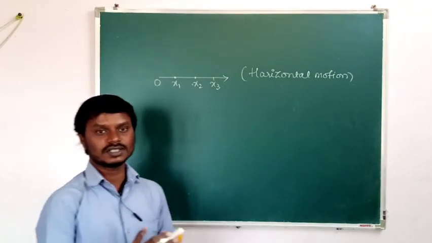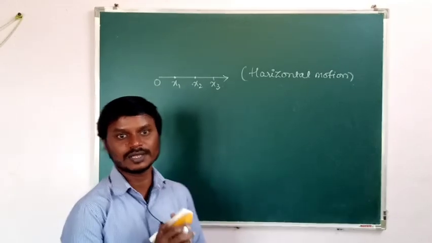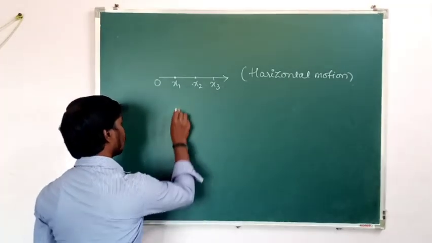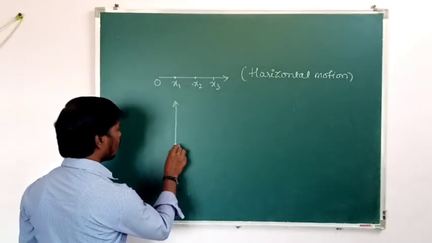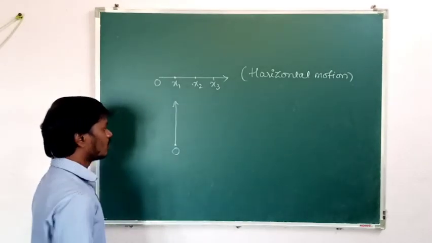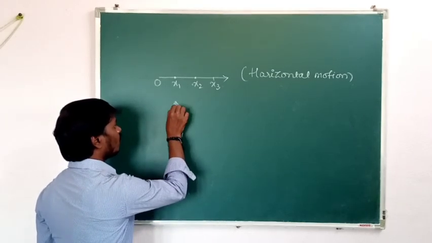In vertical motion, to state the position of the object, which coordinate did we use? The y coordinate. See here, the object is moving vertically upward, so let us take this as the origin. Okay, then it is y1, y2, y3 and so on.